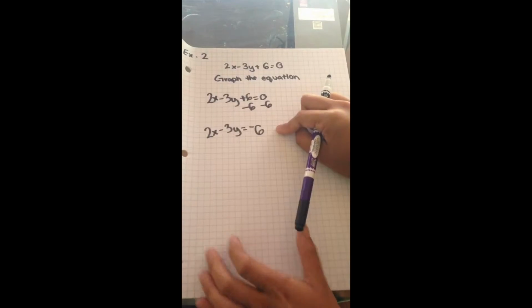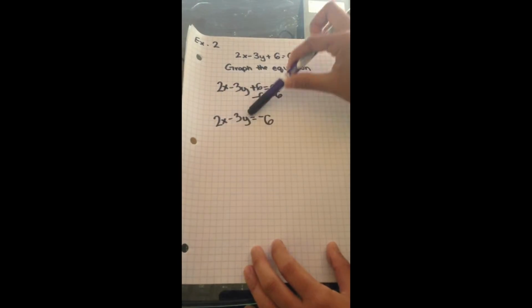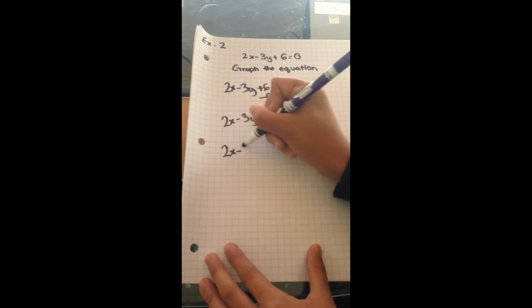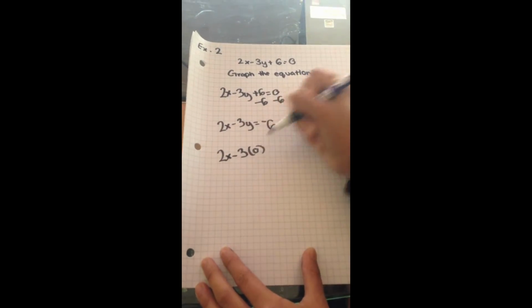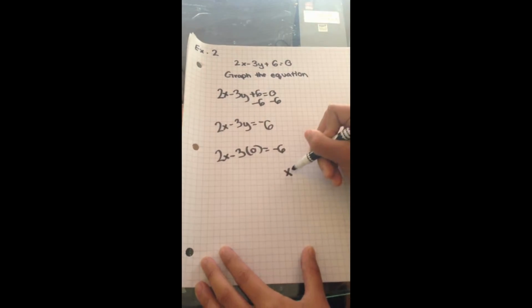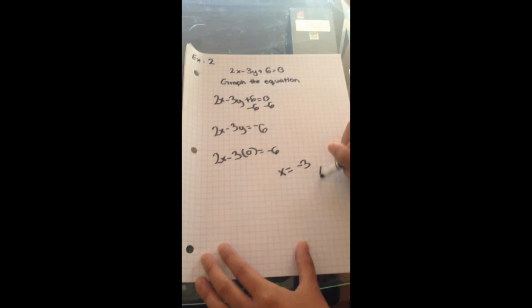So now what we have to do is identify the x-intercept. So let y equal 0. So substitute y to 0. So 2x minus 3 times 0 equals negative 6. So x would be negative 3. So this is one of our points.